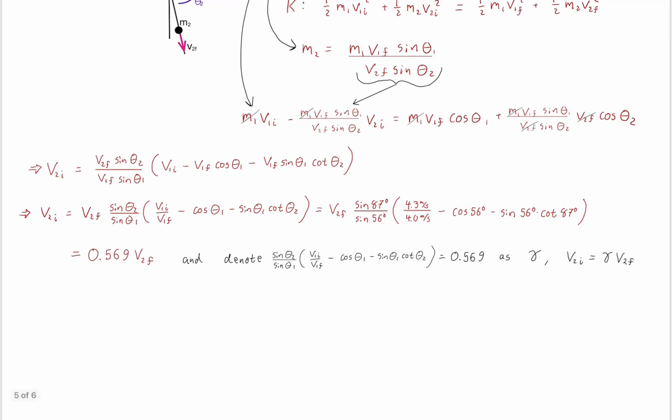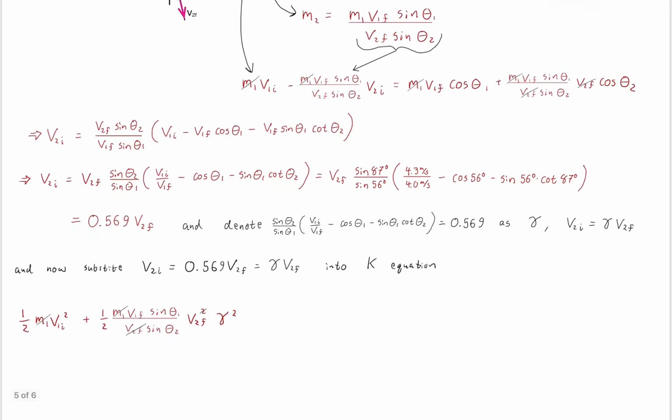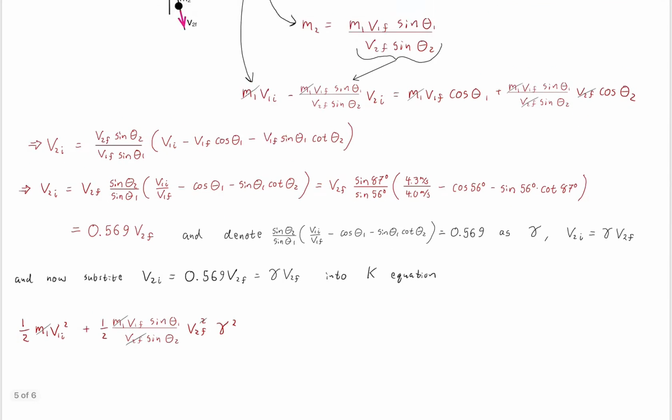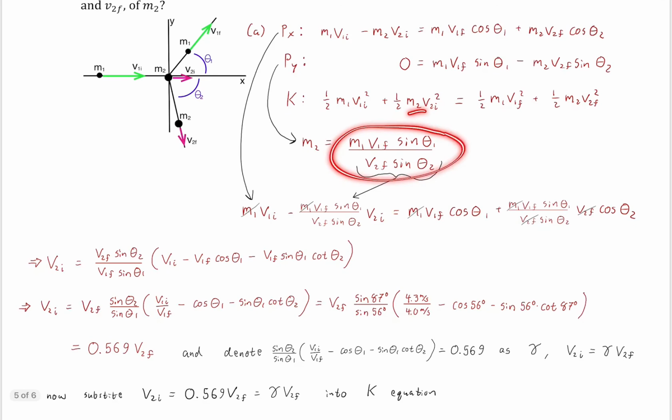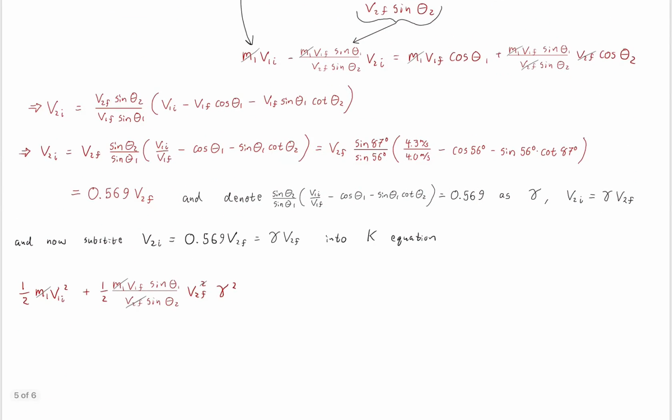So V2 initial equals gamma, which is just 0.569, times V2 final. Now I'm going to substitute that into our kinetic energy equation. I'm also replacing M2 with this expression here. And here's the whole kinetic energy equation.